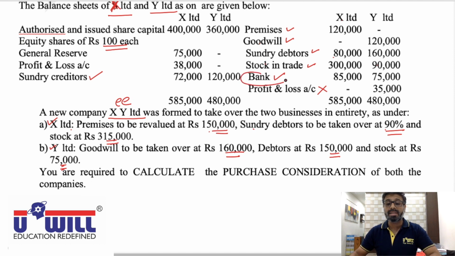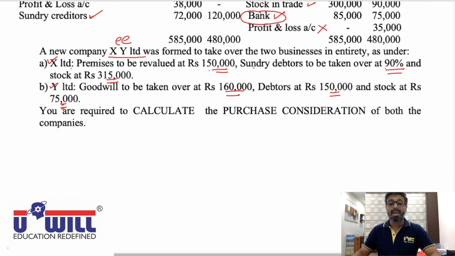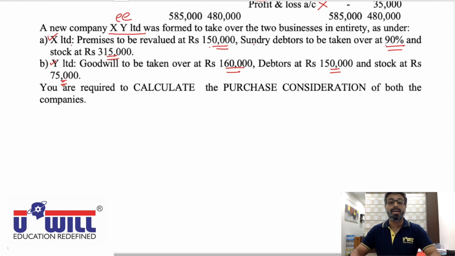Bank agreed value is never given, and it should not be given because bank balance doesn't have any agreed value. If in your bank you have 85,000 rupees, its value is 85,000 only. If in your bank balance you have 75,000 rupees, its value is 75,000 only. So cash and bank balance will always be taken at book values only. Only one liability is there, creditors, whose agreed value is not given, so book value will be taken into consideration, 72,000 and 1,20,000. You are required to calculate the purchase consideration of both the companies.